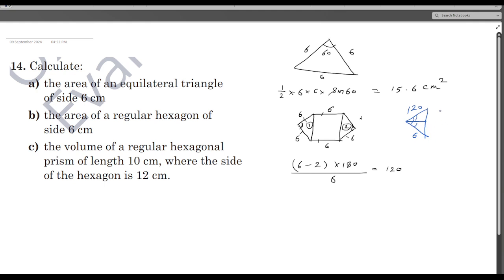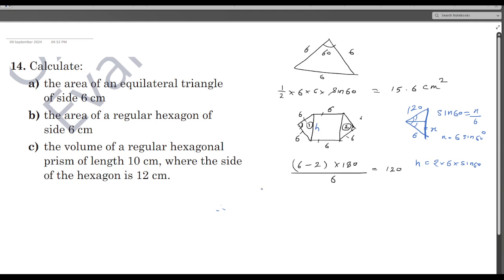So sine 60 will be opposite length. If I consider this opposite length as x, then x divided by 6 is sine 60, and therefore x can be considered as 6 sine 60. Therefore this total height, let us consider this as h, will be equal to 2 times 6 times sine 60.